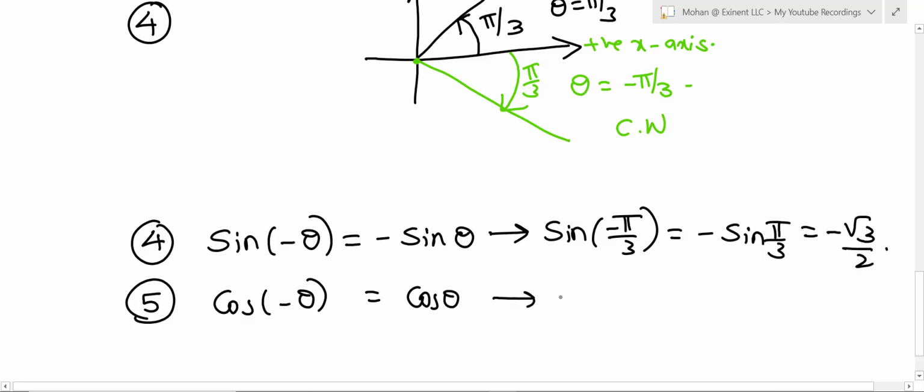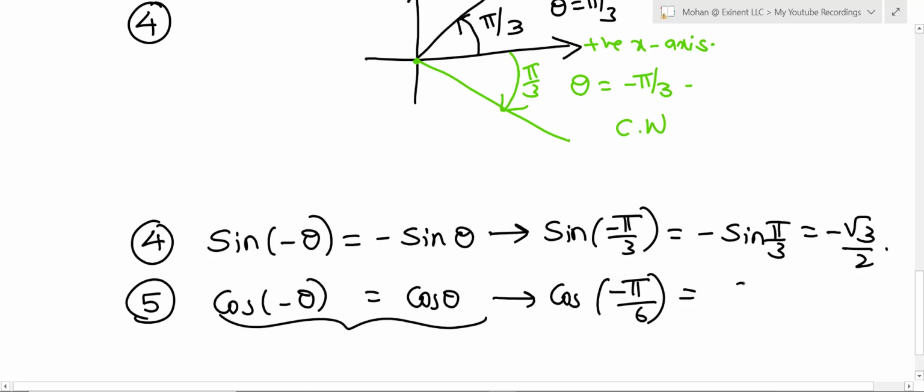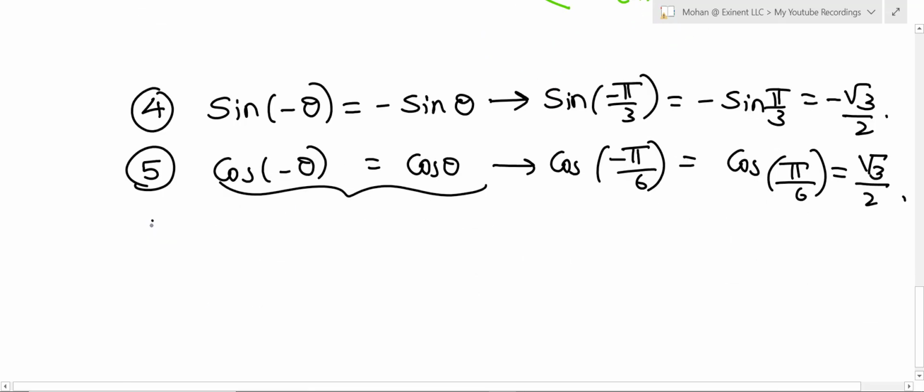Let us suppose it is asked what is cos of minus pi by 6. Then you would confidently say that according to this, it will become exactly cos pi by 6, which means that again it is root 3 by 2. I hope you understood. Okay, next, what about tan of minus theta? This will also become minus tan theta.